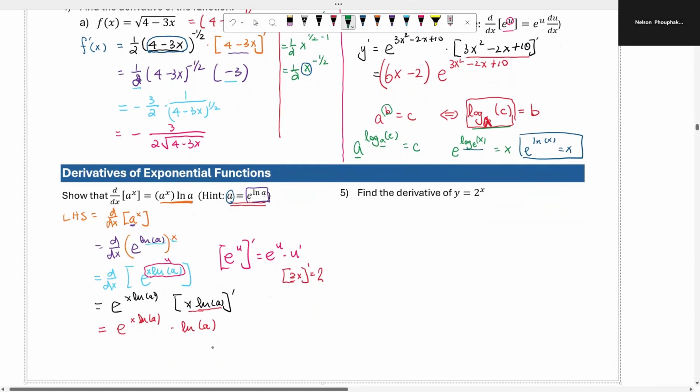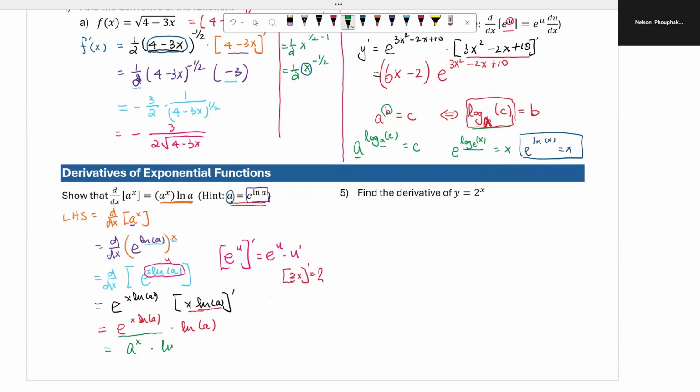And now, what is this one right here? You will see that this one basically is a to the x. So I will have a to the x natural log of a. The derivative of a to the x is a to the x times natural log a. So how do we work out the derivative of 2 to the x? The derivative of 2 to the x will be 2 to the x natural log of 2. So this is the idea.